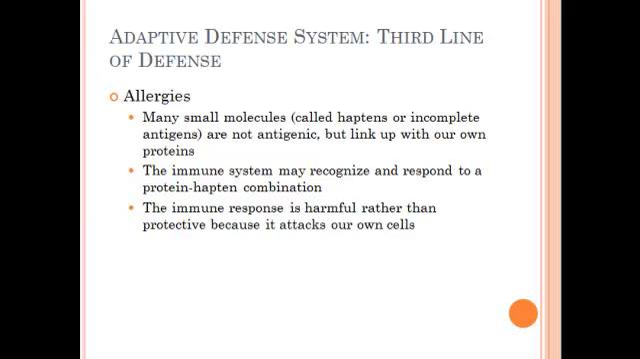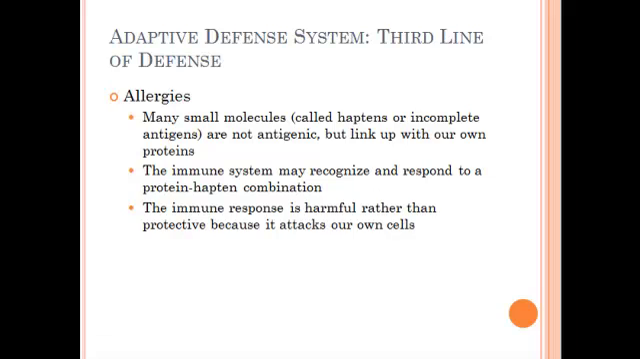So again, with allergies, this is a situation when we don't want our immune system to be working, but it is. It's an overprotective parent, basically. So that's a little bit about allergies and what's going on there.